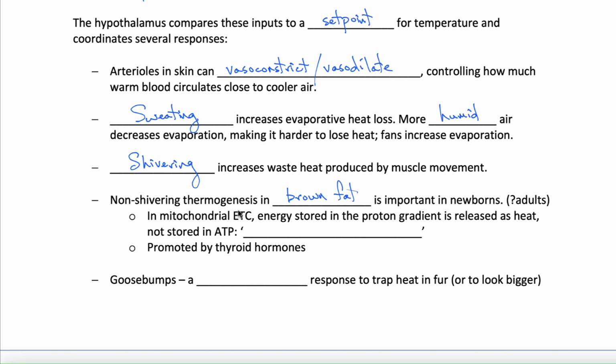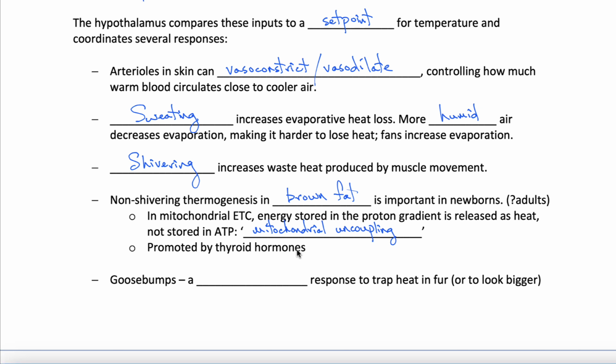In non-shivering thermogenesis, the process is called mitochondrial uncoupling, and that energy that is stored in the proton gradient, instead of being used to make ATP, is just released as heat. Normally that would be wasteful, but in this case the point is to generate a bunch of waste heat to warm up the infant. So that's called non-shivering thermogenesis and mitochondrial uncoupling, and it's promoted by thyroid hormones. And that's another way that thyroid hormones are involved in thermoregulation.